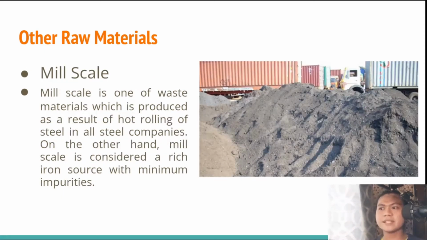So we also have this other raw material in mill scale. Mill scale is one of the waste materials produced as a result of hot rolling steel in all steel companies. On the other hand, mill scale is also considered a rich iron source with minimum impurities. So we all know the importance of having minimum impurity in a material. Hence, mill scale could also be a good source of iron in cement manufacturing.